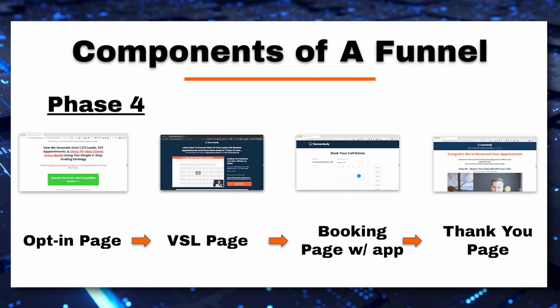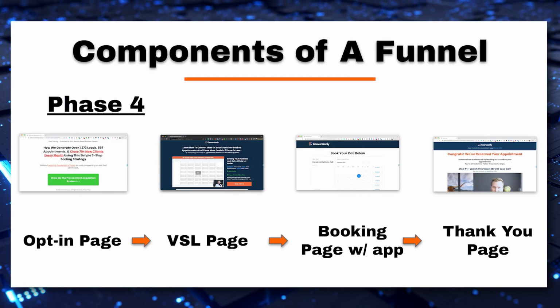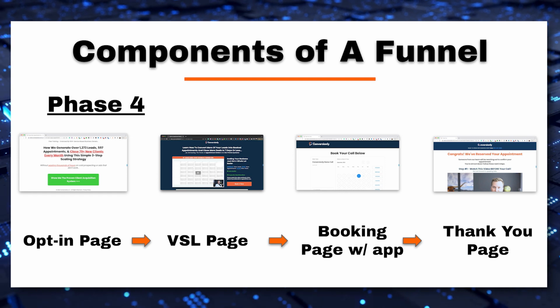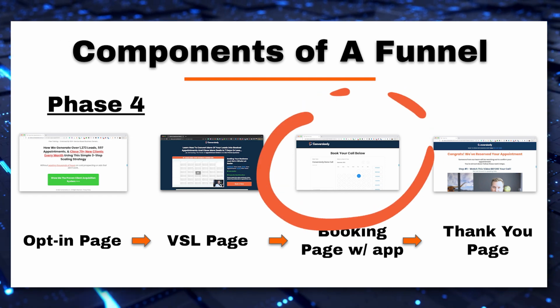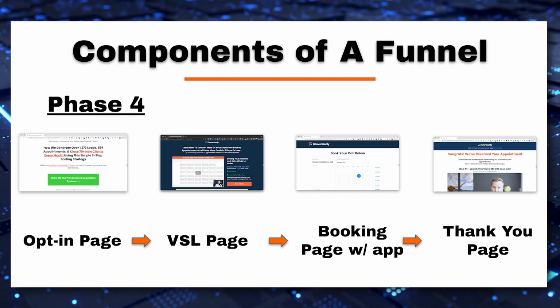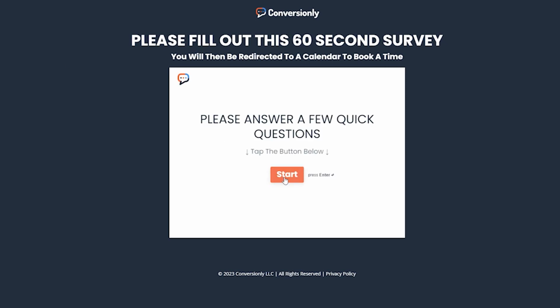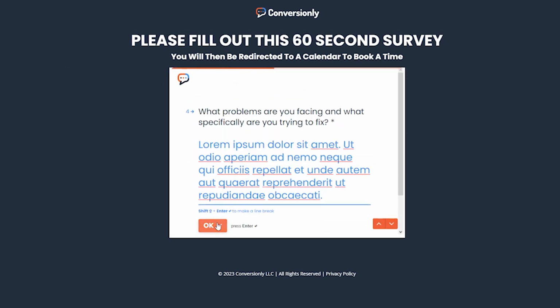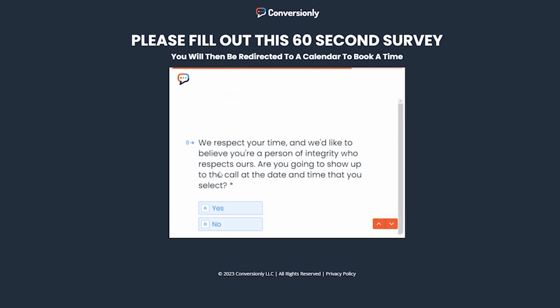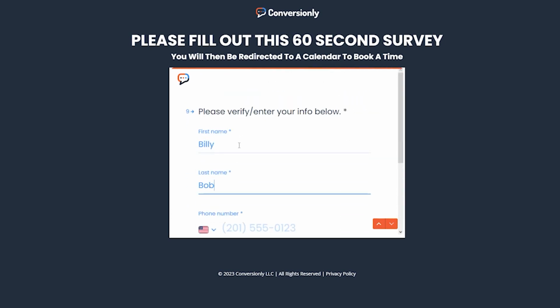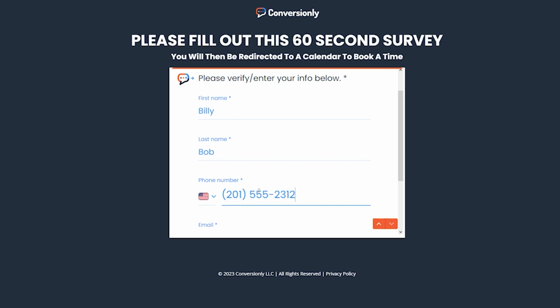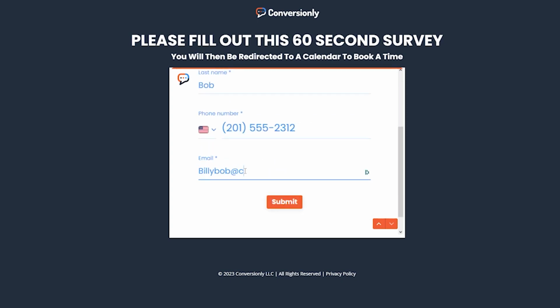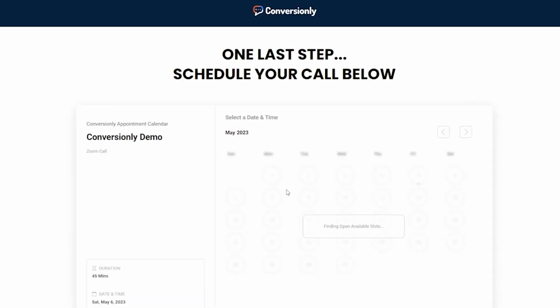Now, this is the 4th phase. The 4th phase is the same thing, has an opt-in page, a VSL page. Now, the only difference here between the 3rd phase and the 4th phase is the booking page has an application. Now, the application could be a form that says something like, hey, first name, email, phone number, where are you at financially with your business right now? How much revenue are you making per month? What's your biggest problem that you're facing right now? What's the biggest reason why you're not finding results with whatever you're doing currently right now?